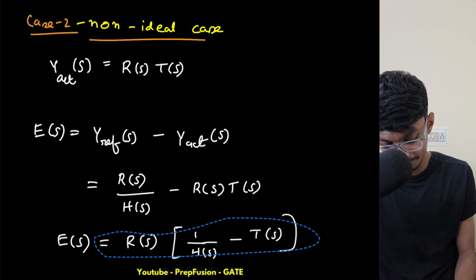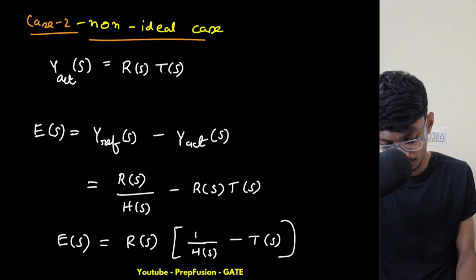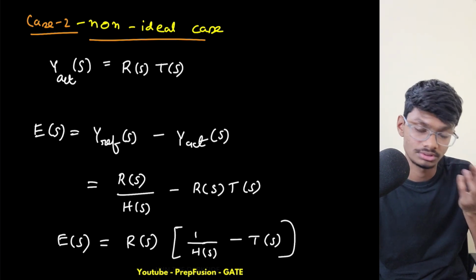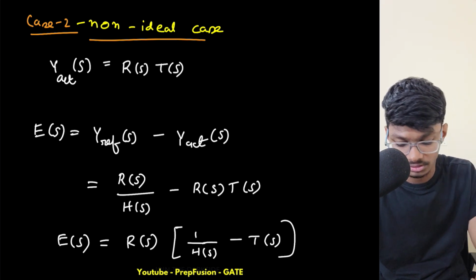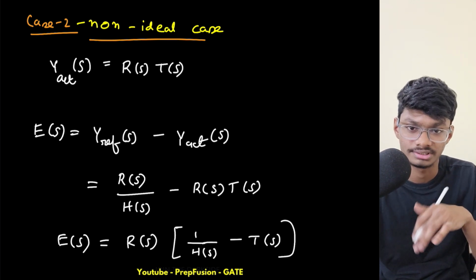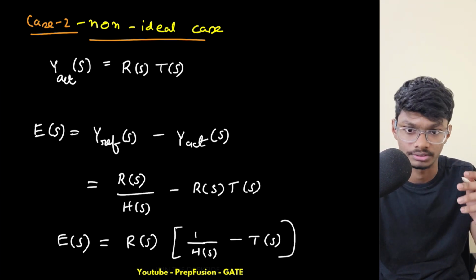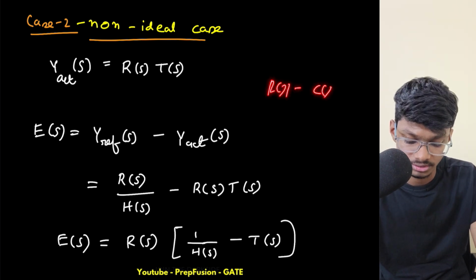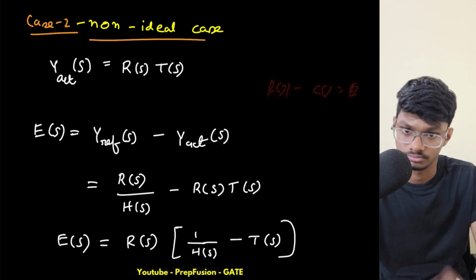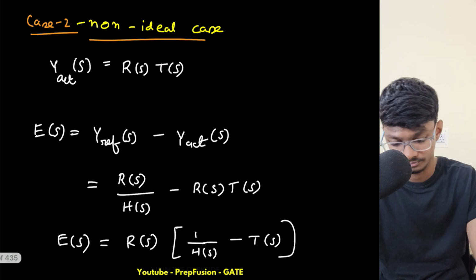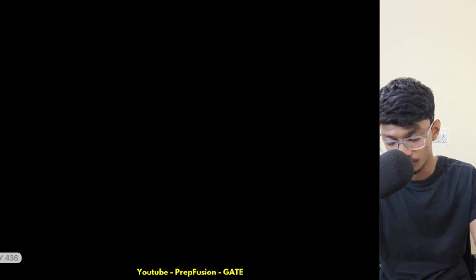Like in the unity feedback also you can simply derive, no need to remember the formula. What was the derivation there? Simply the actuating error and this simple error signal were the same there, because it was unity feedback. So there what I used to do was r of s minus c of s equals my error signal. Don't need to remember anything. Now you put the value of h of s, you put the value of t of s.